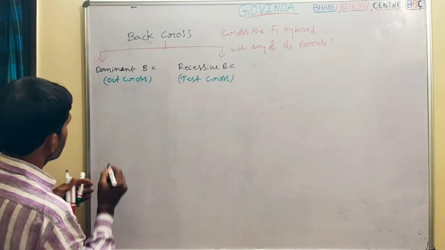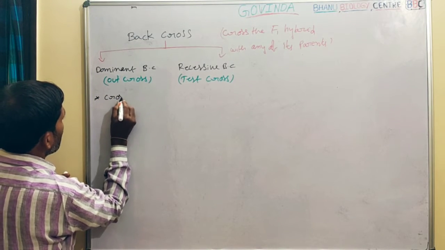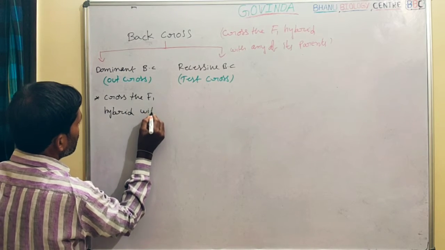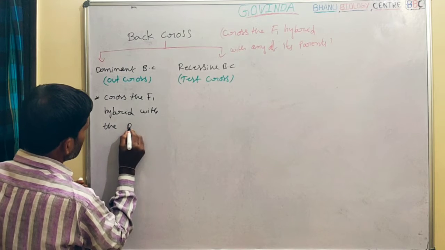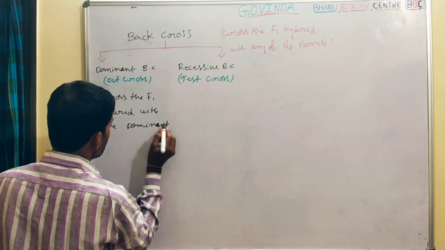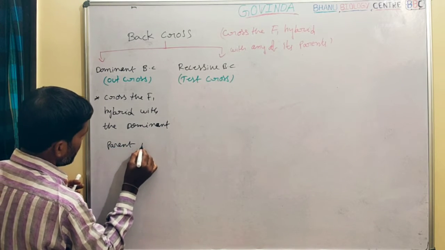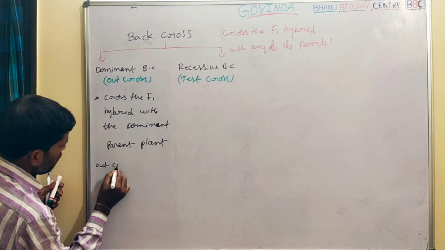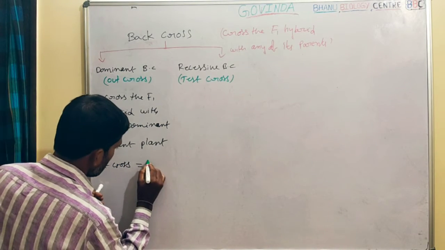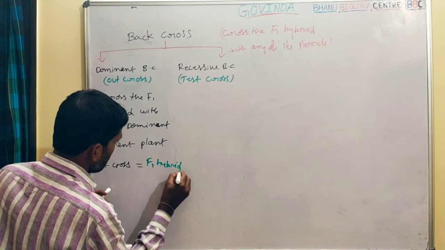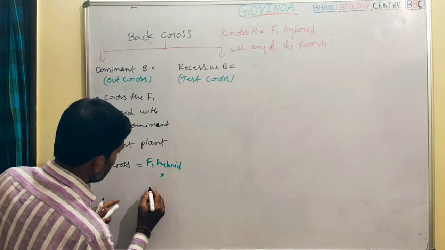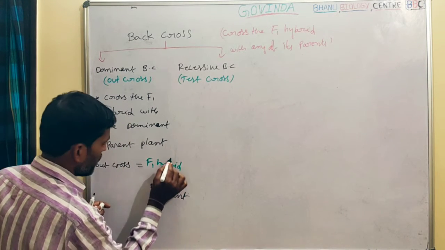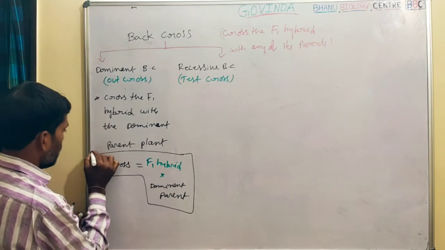So what is outcross? Cross the F1 hybrid with the dominant parent plant. It means outcross is equals to F1 hybrid into dominant parent. So it is the formula for remembering the outcross.